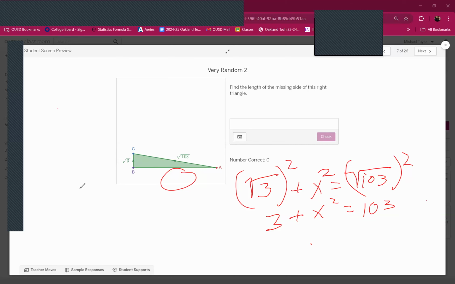Okay. And then finally, I'm just going to subtract 3 from both sides. Look at that. X squared equals 100. This one was easier to do without a calculator because I know the square root of 100 is 10. If you think about this, this was about 1.7, and this was about 10.1, I'm guessing. So the 10 makes sense there. Slightly less than the hypotenuse. Those are very close to the same length. All right, so we're just going to put our 10 in and check it.